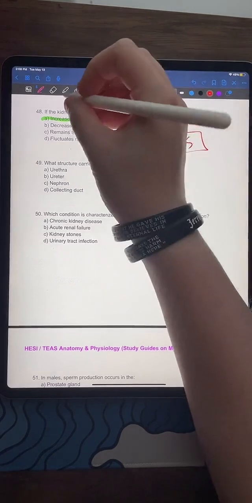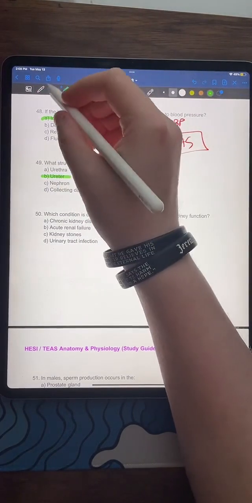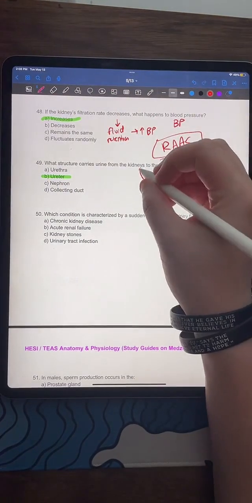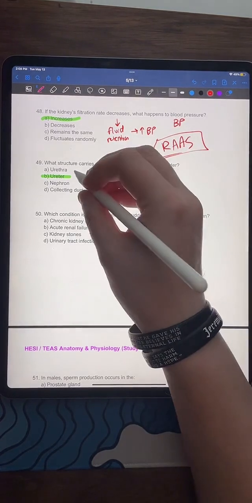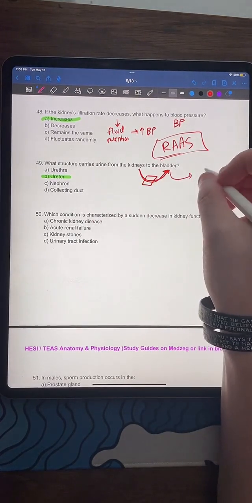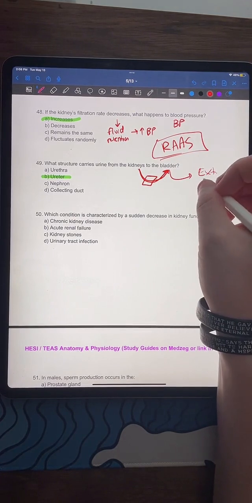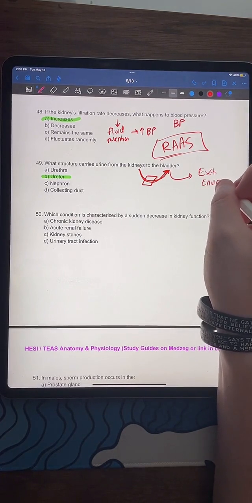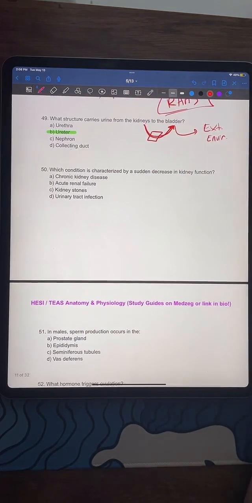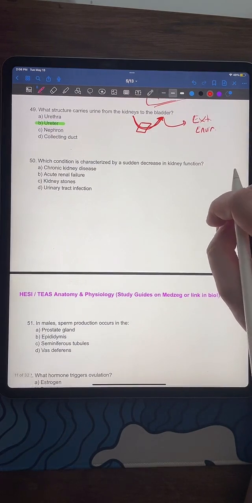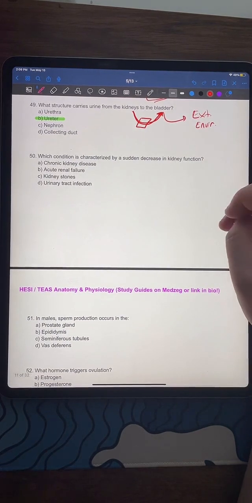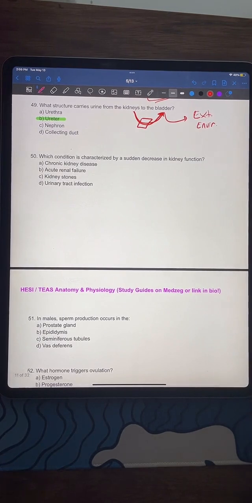Fantastic. It is the ureter. So the ureter goes from the kidneys to the bladder, and then the urethra is from the bladder to the external environment, which is hopefully the toilet. Or a nice bush if you're camping.